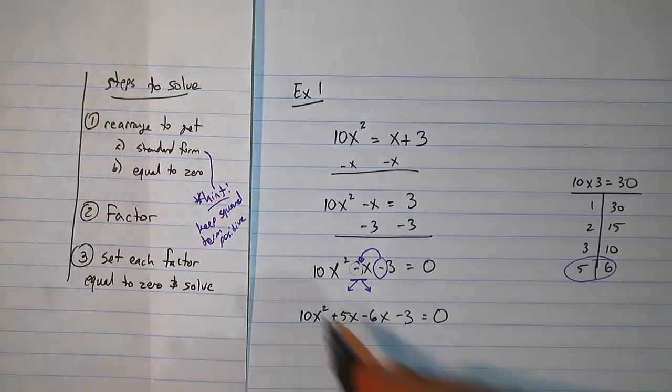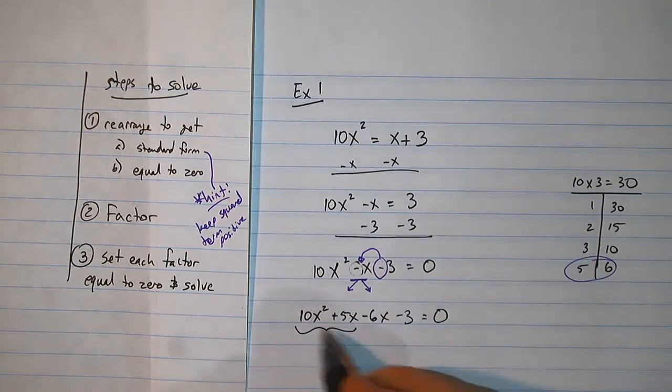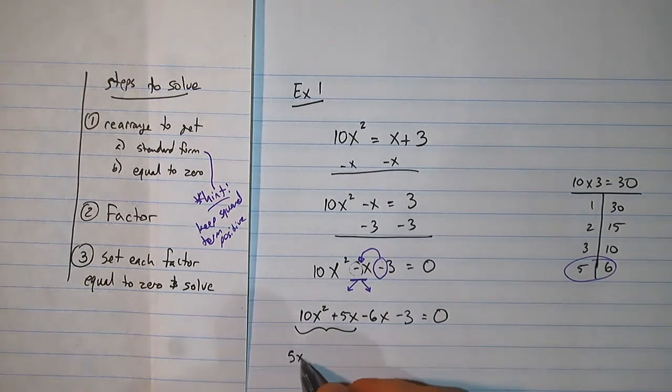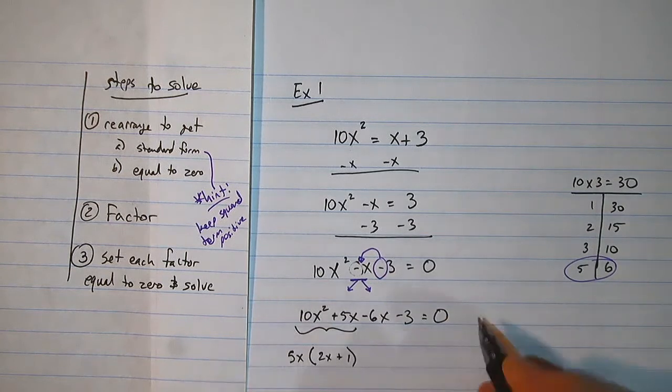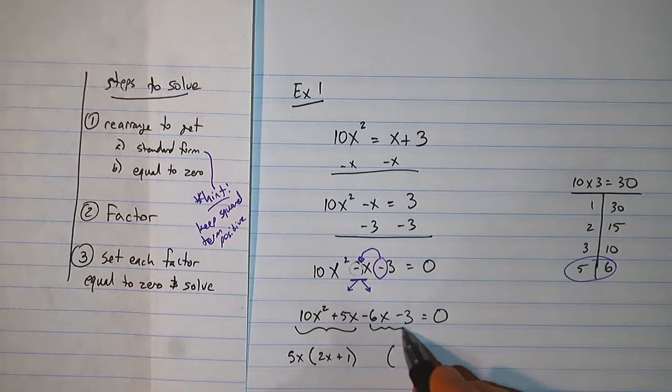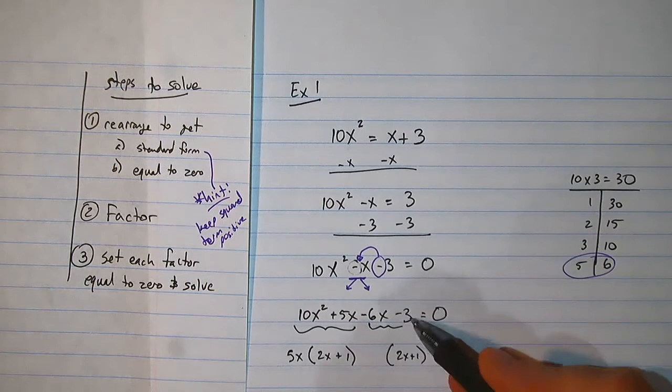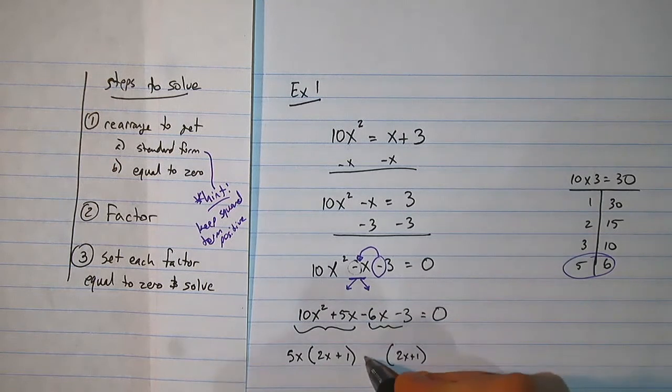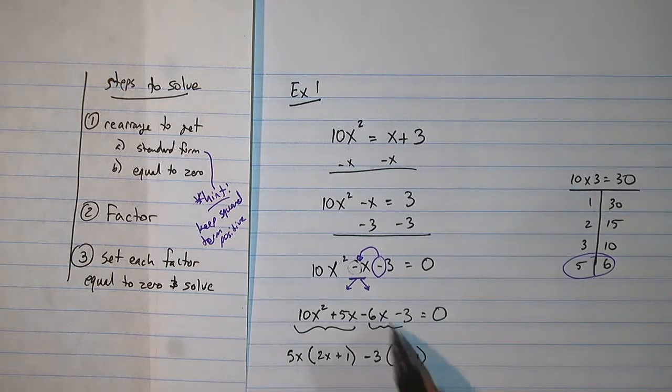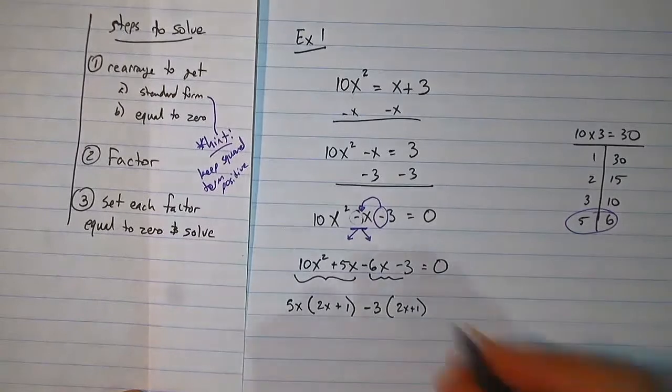And now I can do grouping. So in my first group, I can factor out a 5x. That's going to leave behind a 2x plus 1, which means my second group here also has to have a 2x plus 1. So a negative 3 divided by 1 is negative 3. So I must have factored out negative 3. If I distribute that, negative 3 times 2 gives me negative 6. That seems like it works.